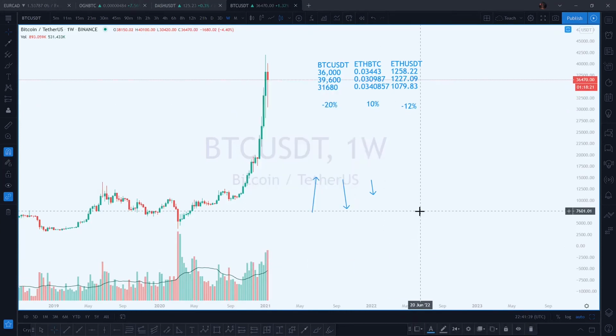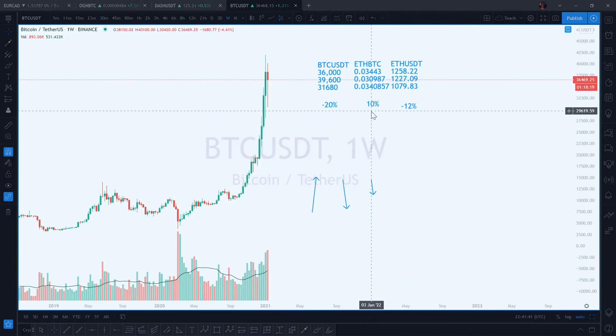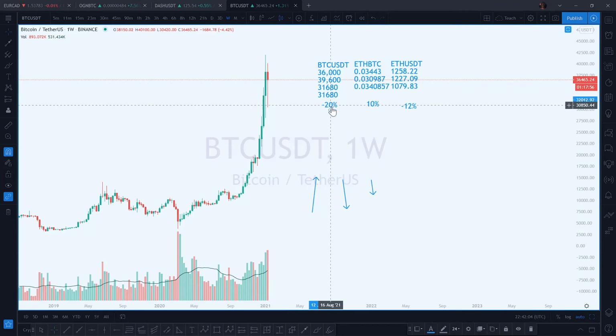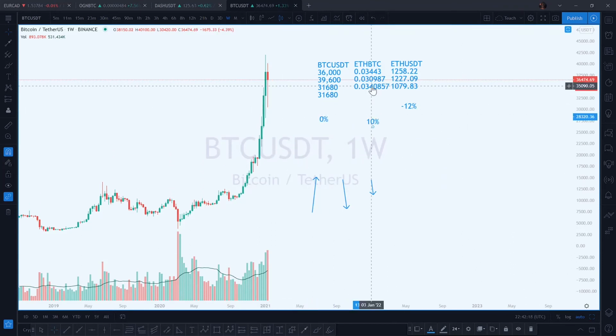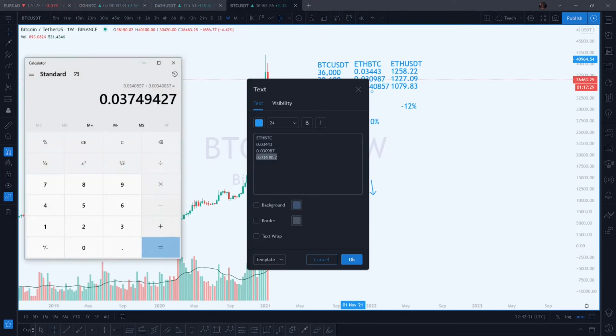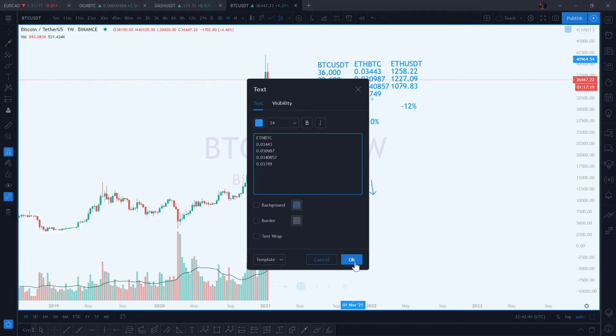You see that? But what happens if this move is bigger than the move on BTC? Assuming BTC doesn't make any move, assuming BTC remains at 31,680, while this one gains another 10%, what will happen? Let's do that. Bitcoin remains at 31,680 at this point. Assuming it's consolidating, this one gains the same amount of gain from this last price. That will give us 37. Let's take it like that.